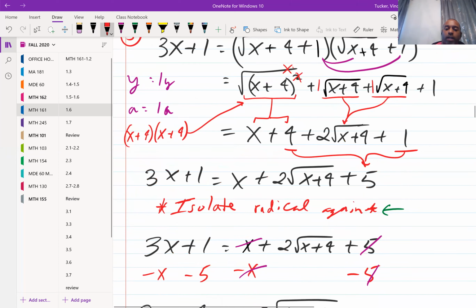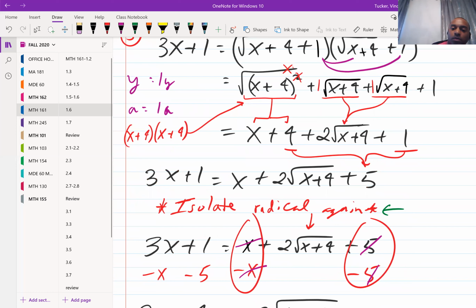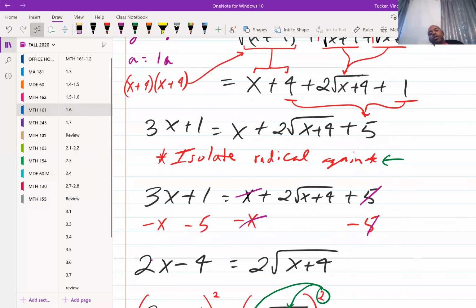So I'm going to subtract x and subtract 5 from both sides of the equation because these are over here. I need to get this radical by itself. And that gives us this equation. Subtracting x from both sides gives me 2x. It cancels out on the right. Subtracting 5 from both sides gives me -4 on the left. It cancels out on the right. And now this is on one side by itself.